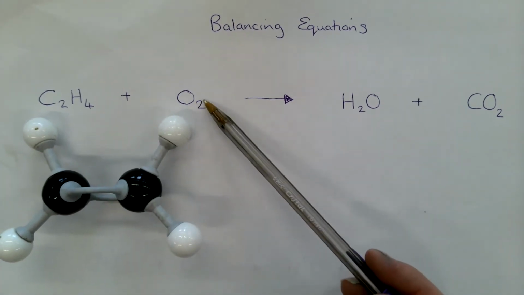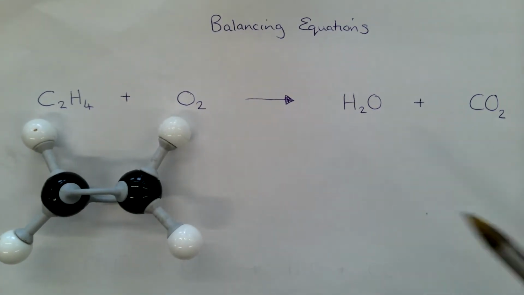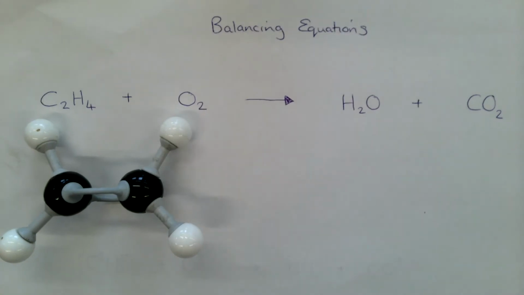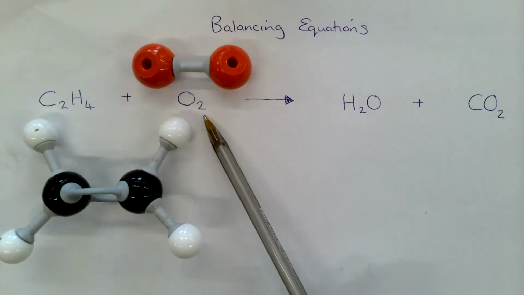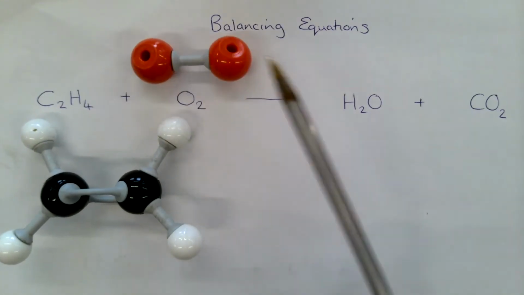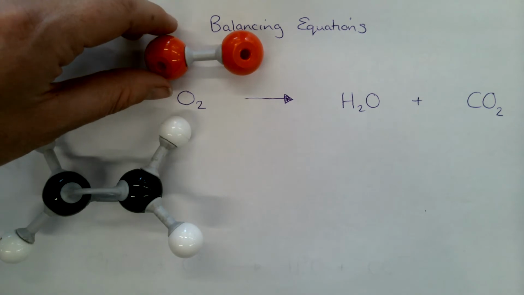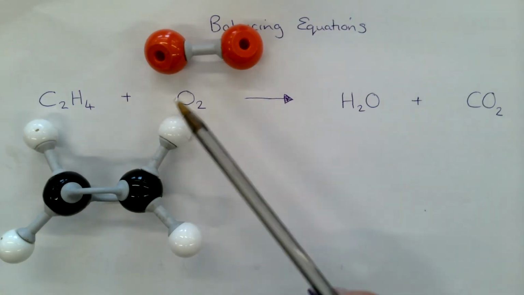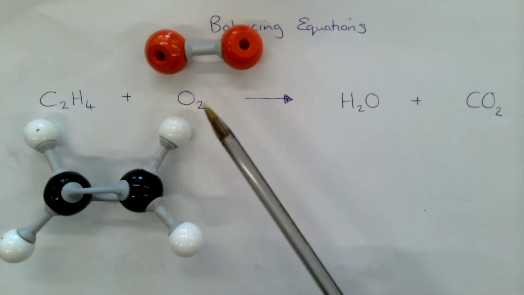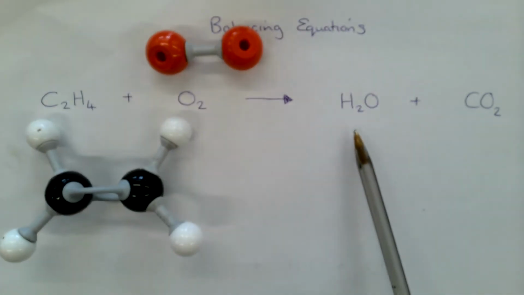Now I'm reacting this with an oxygen molecule. Have a think, how many oxygen atoms are in this molecule? You should have got 2, the little 2 means that I've got 2 oxygen atoms in that molecule. So I'm going to just place that there so you can see it. So these 2 are going to react together. If they've got enough energy going in, I can react these together to get my products.